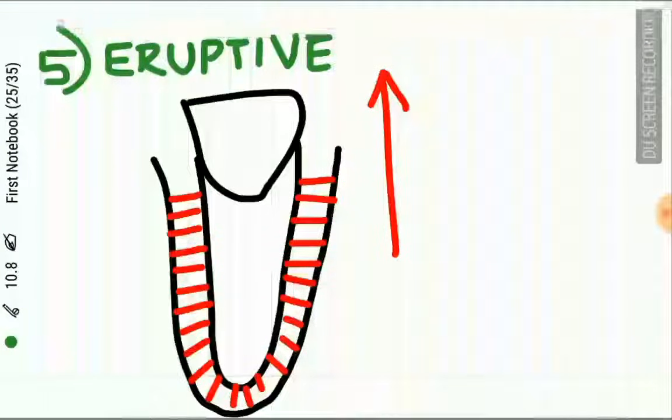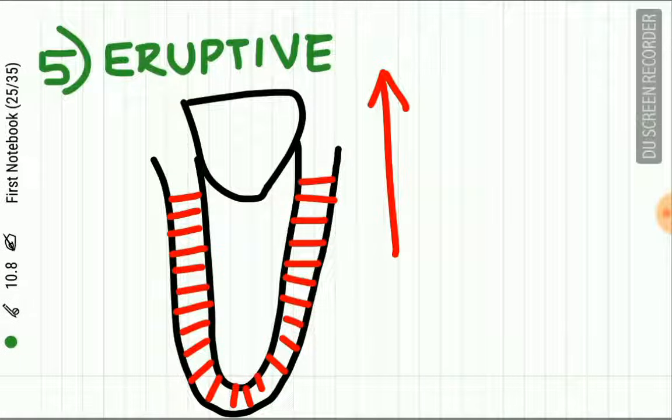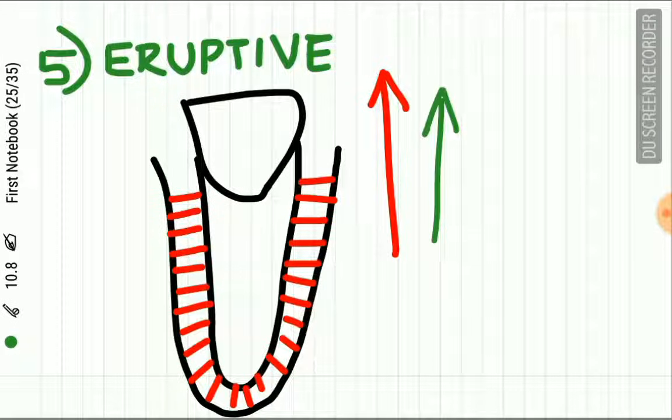Now, the eruptive function. Cells of the periodontal ligament, the blood vessels in it and the extracellular matrix of the periodontal ligament help in tooth eruption.